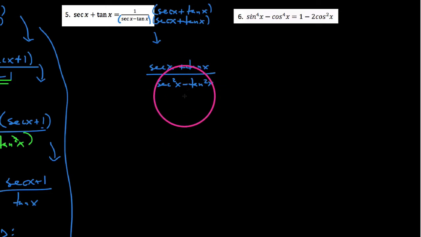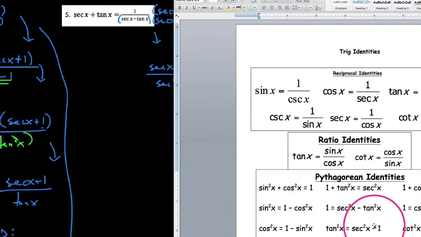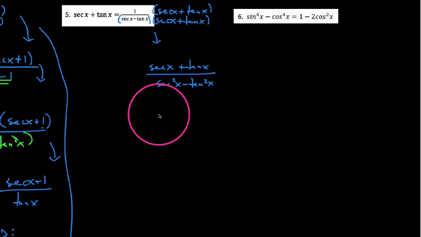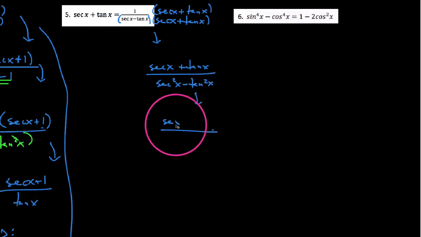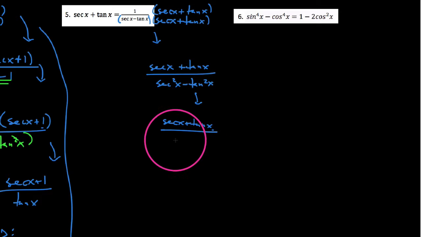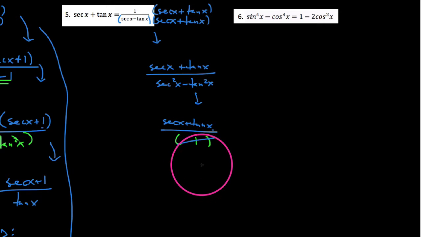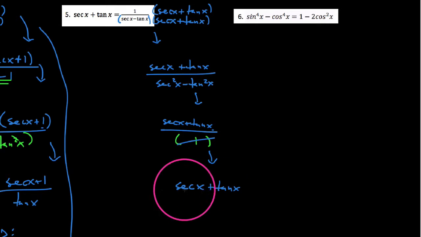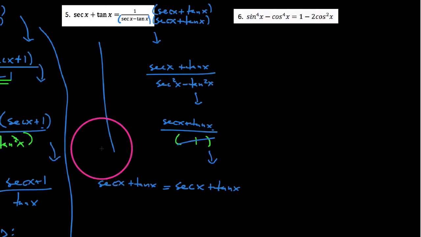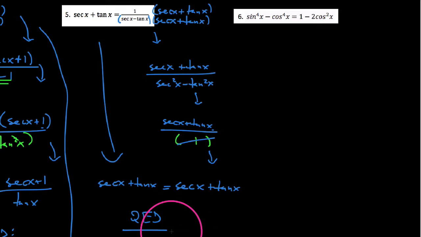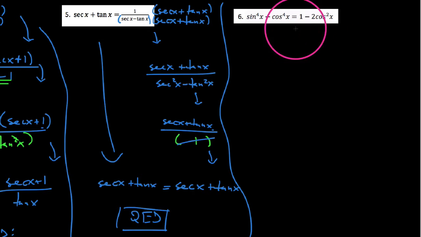Now, in terms of this being of a squared type, could we make a Pythagorean substitution? Secant squared minus tangent squared is actually the same thing as 1. So in this case, we get secant of x plus tangent of x on top. But on bottom, we can substitute in a 1, and of course anything divided by 1 is itself. So the top here is the only thing that gets left, and that is just right, because we have secant x plus tangent x on the left-hand side also. QED.